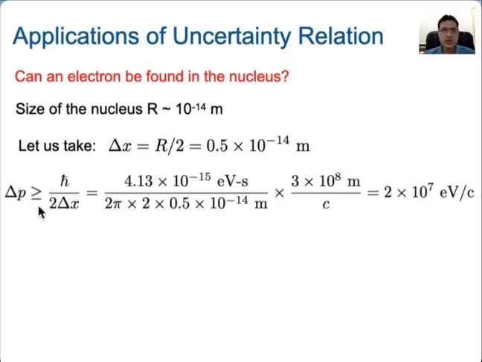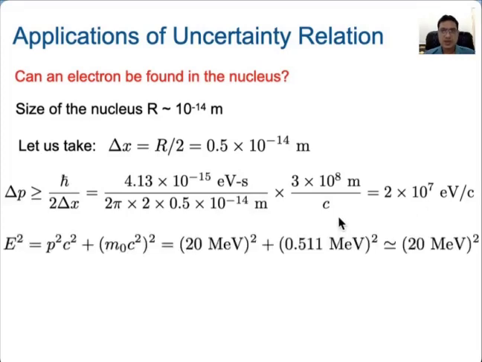Now I can easily compute my delta p. So delta p is h cross over 2 times delta x. I know the values of all these things, so this comes out to be 2 times 10 to the power 7 electron volt per c, where c is the speed of light. Now I can calculate my total energy using the expression which we have seen earlier. Once you substitute this expression and calculate everything, it comes out to be something around 20 mega electron volt. And this is enormous energy. So E comes out to be 20 MeV.